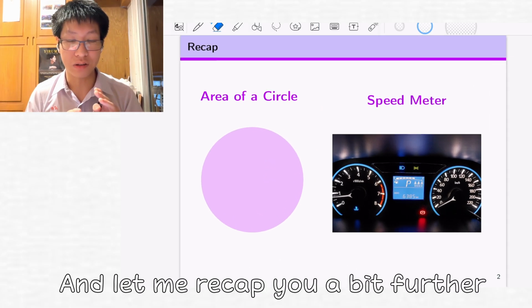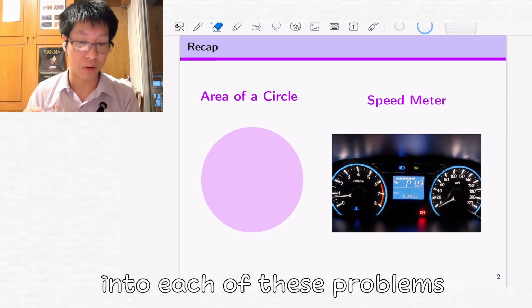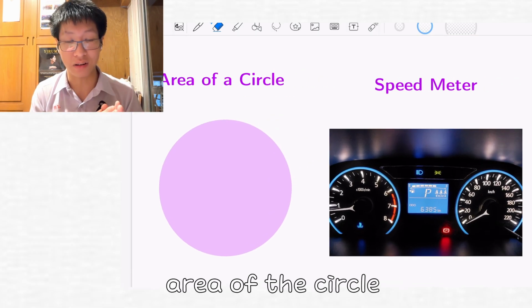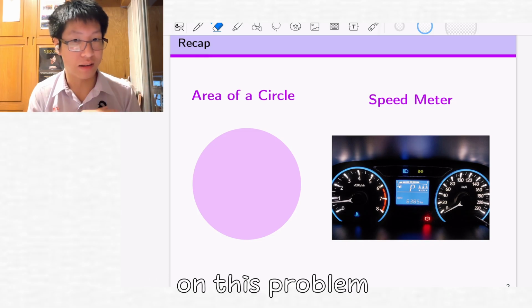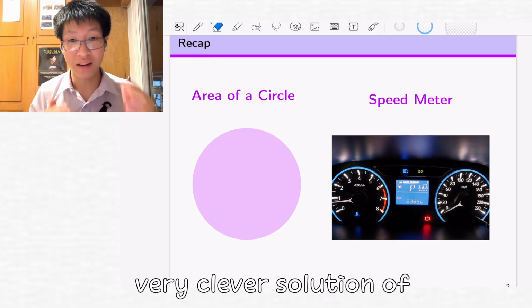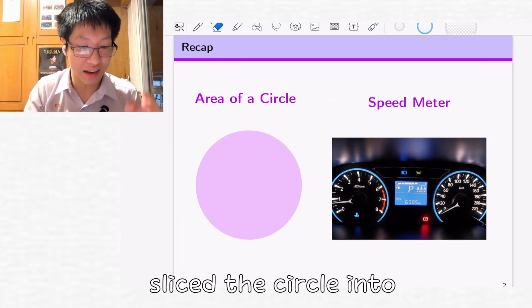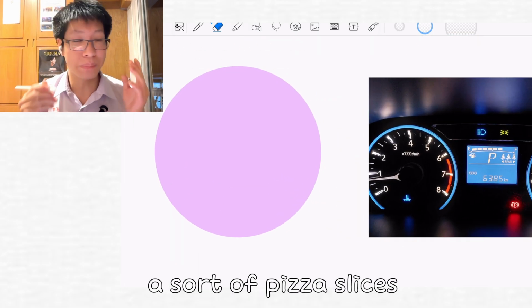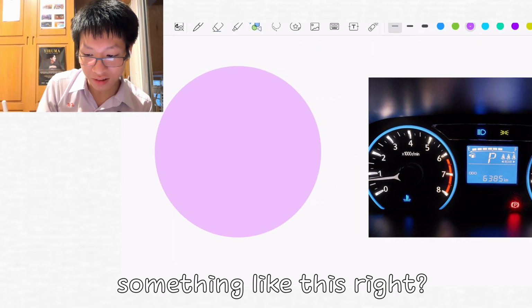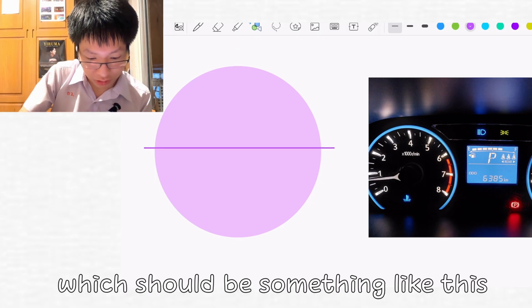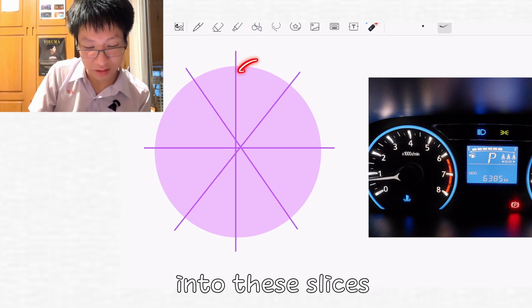Let me recap a bit further into each of these problems. For the problem of the area of the circle, the philosopher that worked on this problem actually came up with a very clever solution on how to find the area of it. What he did is he sliced the circle into a sort of pizza slices, something like this, all right? So it can be like 8 slices, which should be something like this.